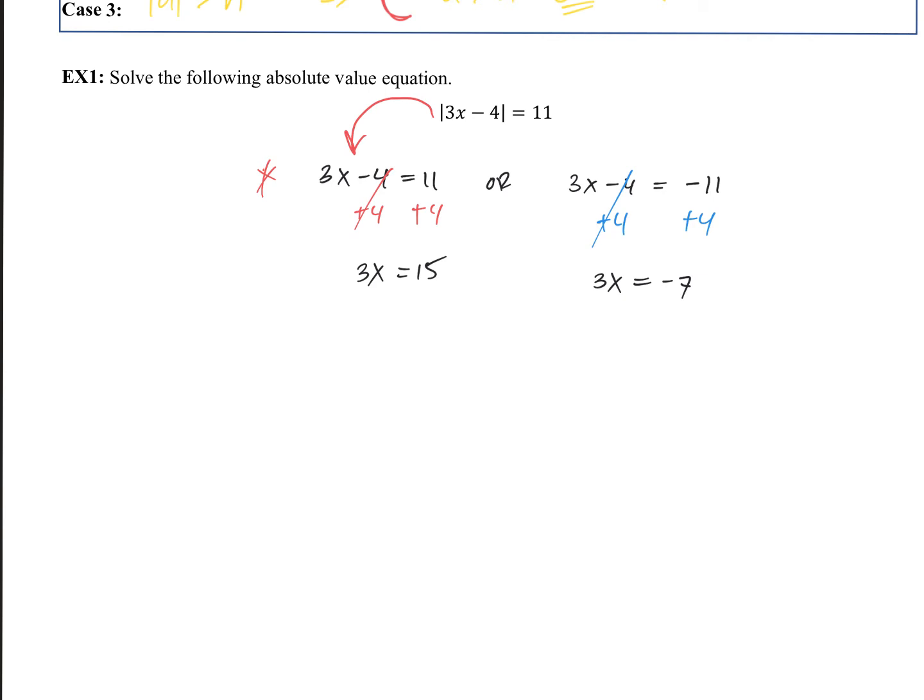Okay, and then dividing by 3, x is equal to 5, and x is equal to negative 7 over 3. Oops, skipped a step. Divide by 3 there. Okay, and there we go. We just have our answers. Don't have any intervals or anything. We just have straight two specific numbers.